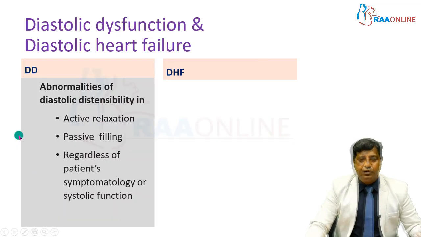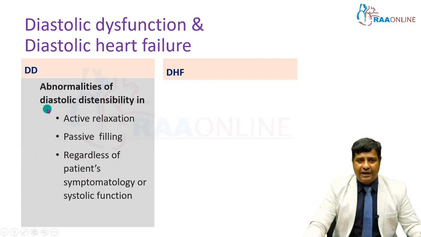Okay. Whenever there is an abnormality in diastolic distensibility, diastolic dysfunction happens. It's because the problem happens either in the active relaxation phase or in the passive filling phase. But what we need to understand is that it is regardless of patient symptomatology or systolic function. That is, the patient may or may not have any symptoms, and the patient's systolic function may be normal or abnormal. This is what defines diastolic dysfunction.